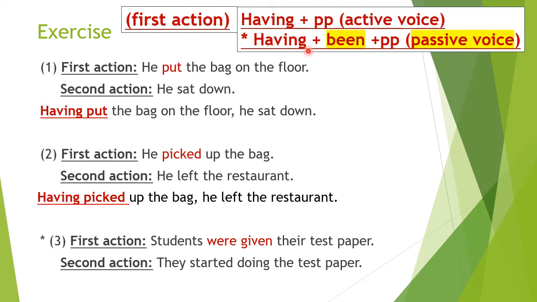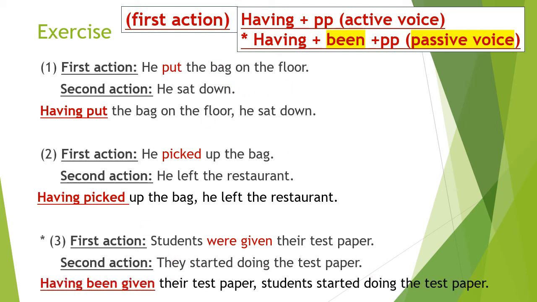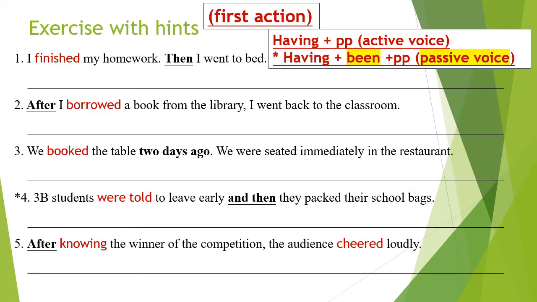Having been. What about the PP form of the verb? Given, same. So having been given what? Their test paper, comma, students started doing the test paper. So this should be the answer. Having been given their test paper, students started doing the test paper. So this is passive voice.